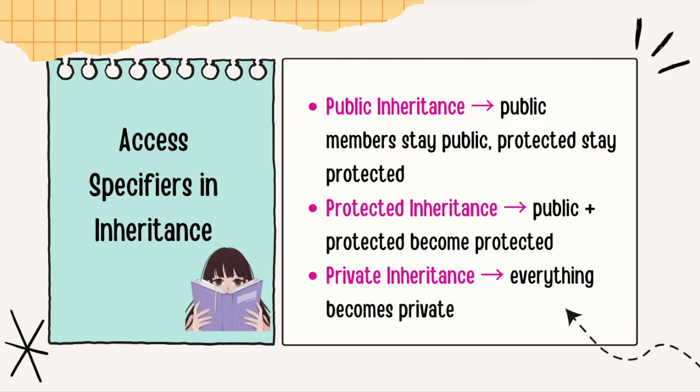Access specifiers decide how members are inherited. We have 3 access specifiers. First one is public inheritance. Here, public members stay public, protected members stay protected. Second, protected inheritance. Here, public and protected members become protected. In private inheritance, everything becomes private. Most commonly, we use public inheritance.